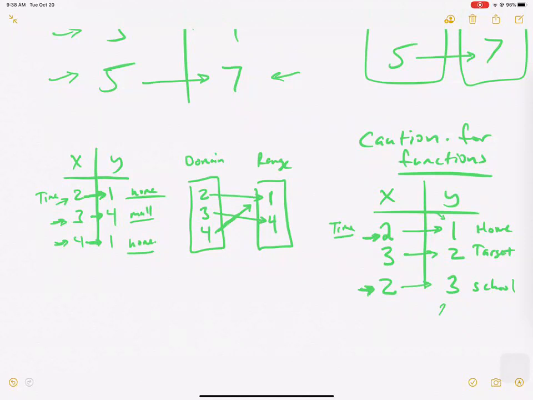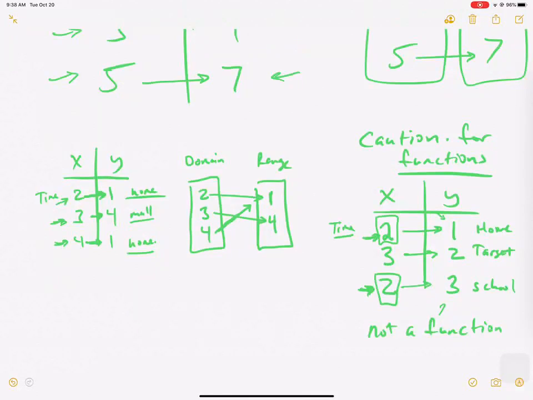So here is the thing about functions. They have a relationship, but sometimes relationships actually don't make sense. And in this case, how can 2 be in 2 places at the same time? So this is not a function.